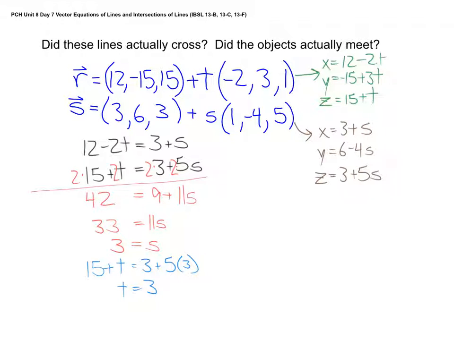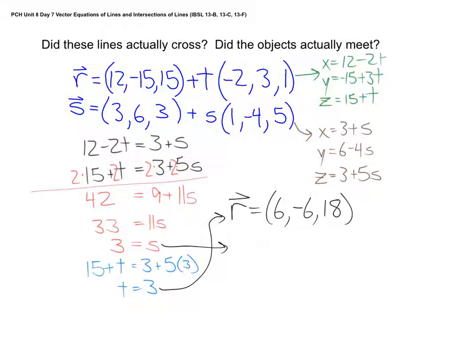So stay with me here real quick. R, if t is 3, then x is going to be 12 minus 2 times 3. Well, that's 12 minus 6 is 6. Okay? Negative 15 plus 3 times 3 is 9, so that's going to be a negative 6. And then 15 plus 3 is 18. Okay? Then we have line S. If I plug in s equals 3, 3 plus 3 is 6. 6 minus 12 is a negative 6. And 3 plus 15 is 18.